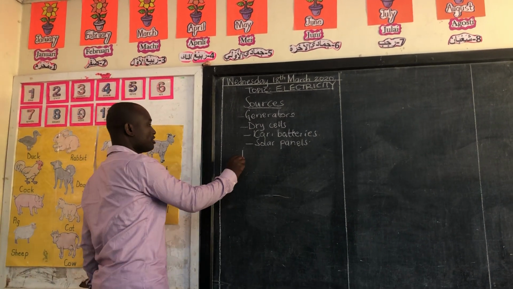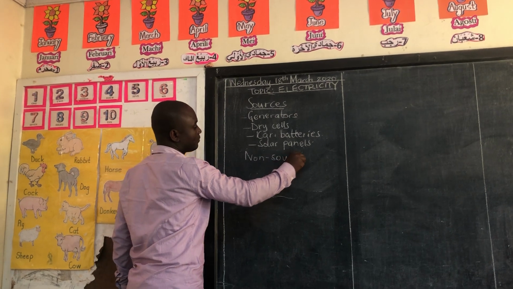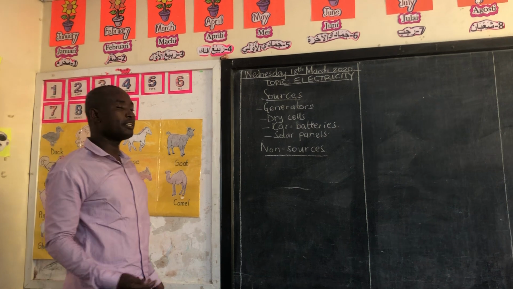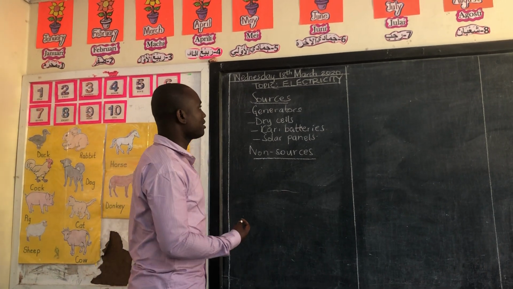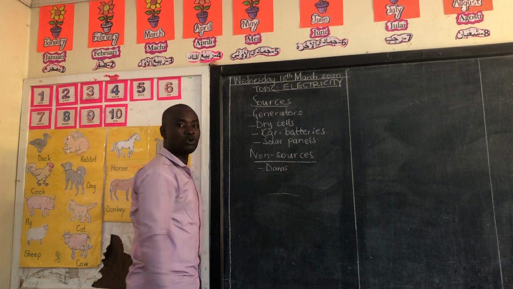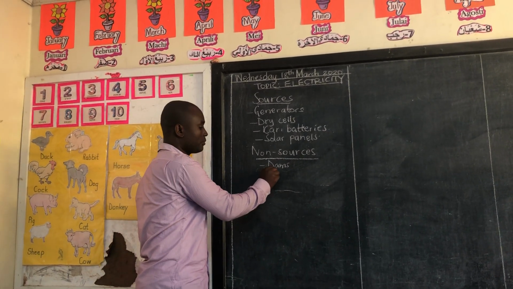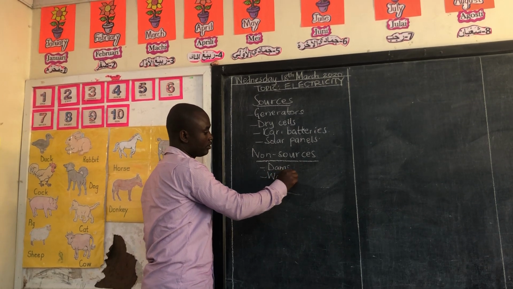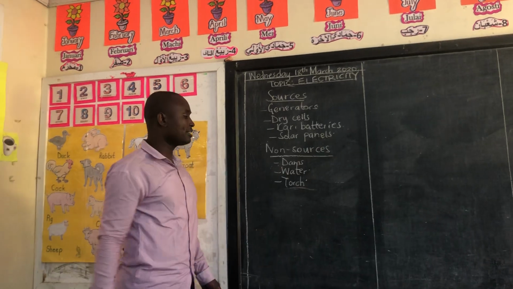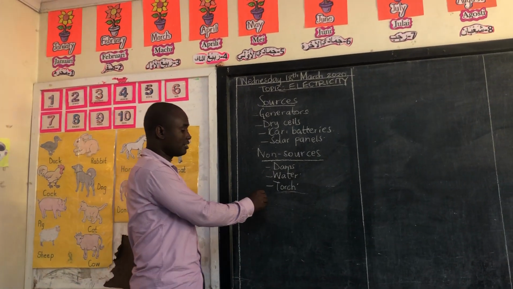We have non-sources of electricity. The non-sources of electricity, that means they don't give us any electricity. One, we have dams. Dams contain water, and water is not a source of electricity. We have torch. Torch uses dry cells, but torch itself is not a source of electricity.